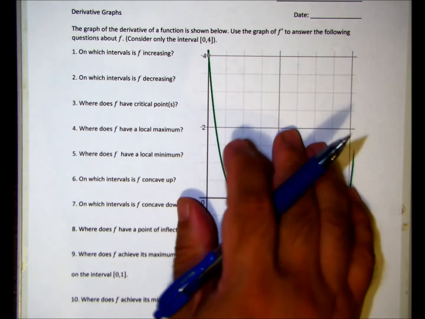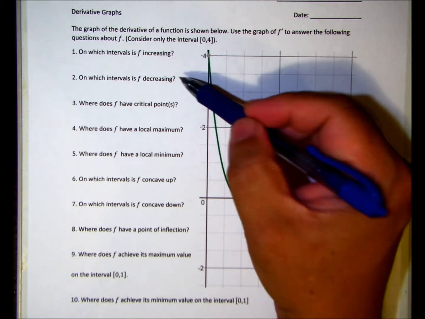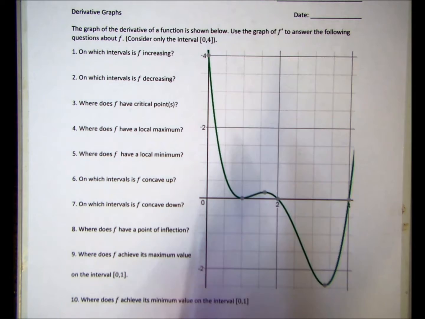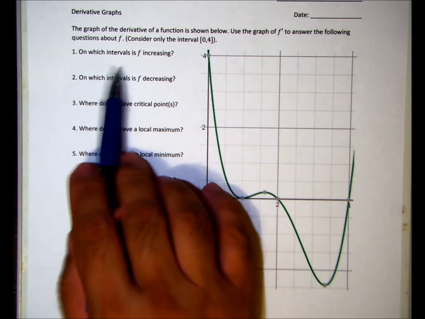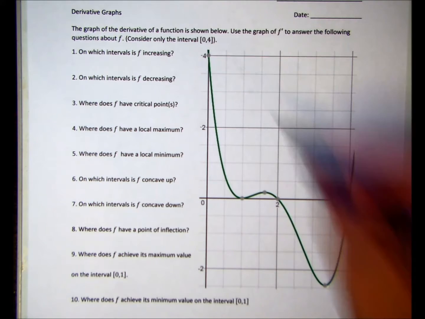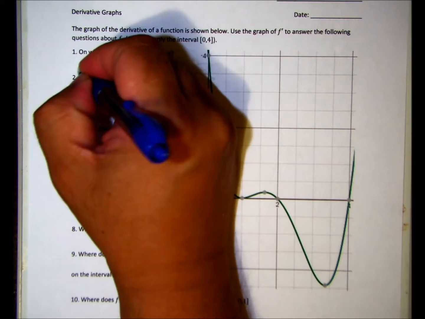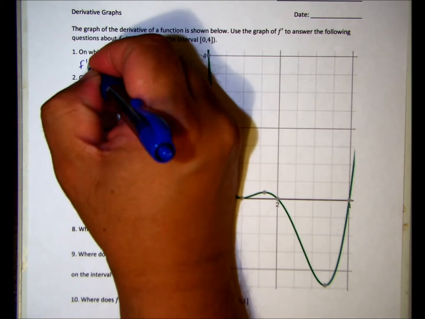Alright, okay. This is the graph of the derivative, but the questions are about the original function. Number one, on which intervals is f increasing? So this is the derivative. So we're looking for where the derivative is positive. We're looking for this value, where the derivative is positive.